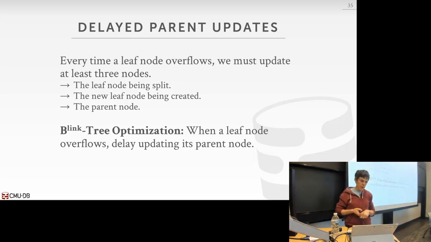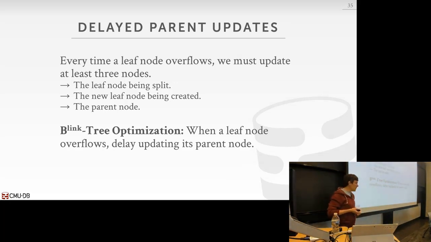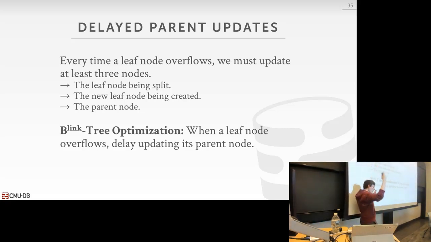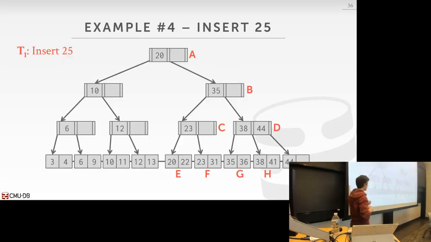So the B-link tree guys came up with an optimization where any single time a leaf node overflows, you actually hold off on updating the parent node so that you don't have to restart the traversal and do the pessimistic write latches all the way down. You just update a little global information table for the tree that says, anytime somebody comes through that part of the tree again, here's how I want you to update it. So let's look at an example.